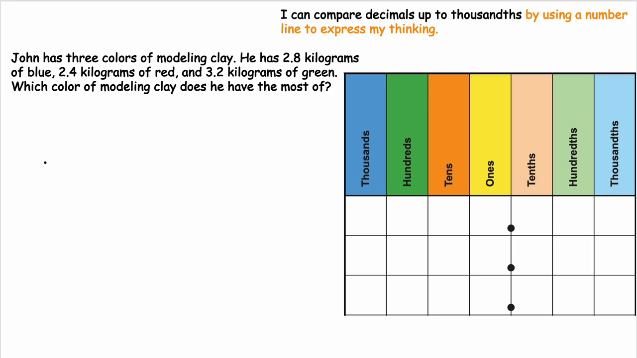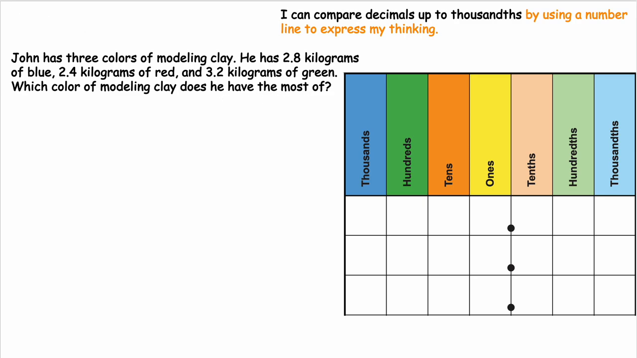Let's get into it. Our math word problem today says that John has 3 colors of modeling clay. He has 2 8/10 kilograms of blue, 2 4/10 kilograms of red, and 3 2/10 kilograms of green. Which color of modeling clay does he have the most of?